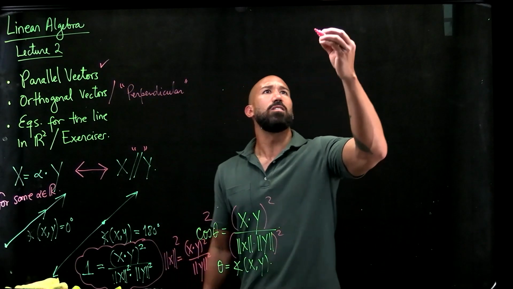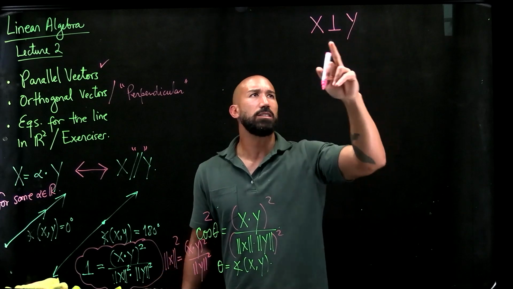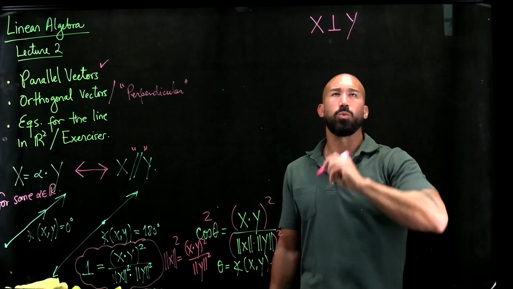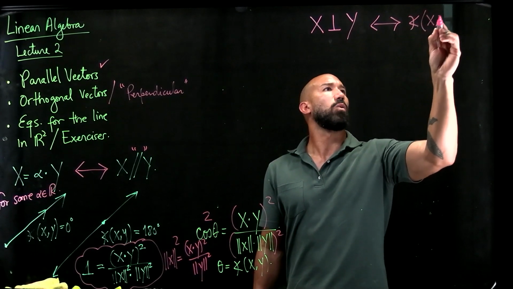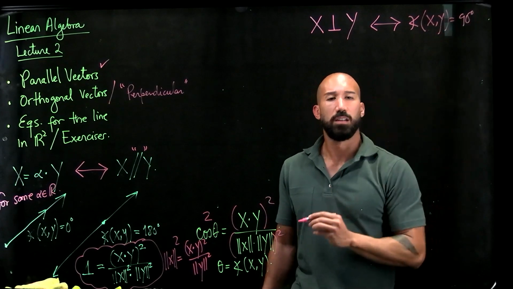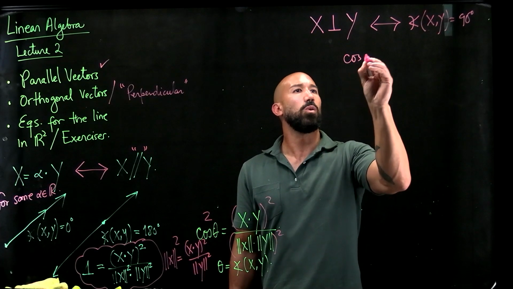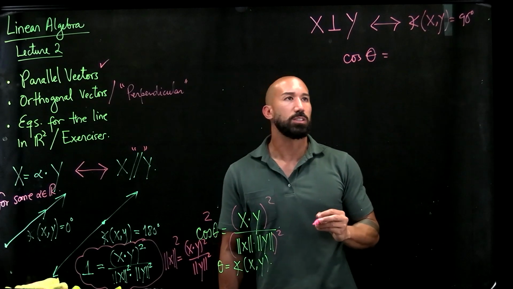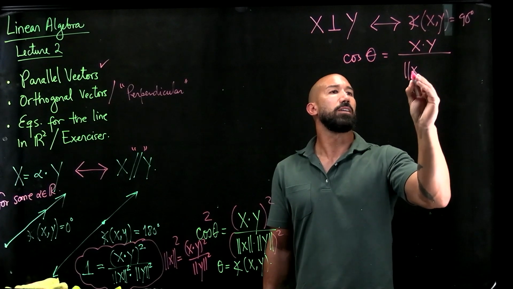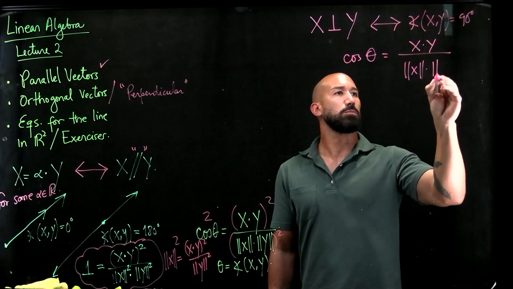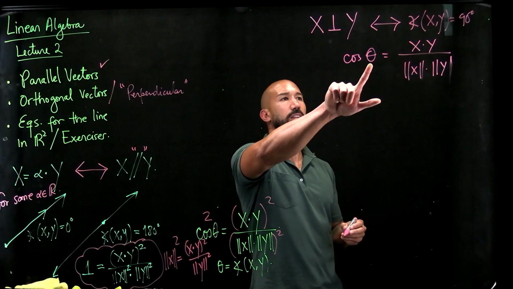Well, what happens now if x is orthogonal to y? If x is perpendicular to y, we know that this means that the angle between x and y is 90 degrees. But if the angle between x and y is 90 degrees and we go again to the formula that we have for the cosine of the angle between x and y, which is x dot product y divided by the magnitude of x times the magnitude of y, what we are going to get here is, what is the cosine of 90? The cosine of 90 is 0.